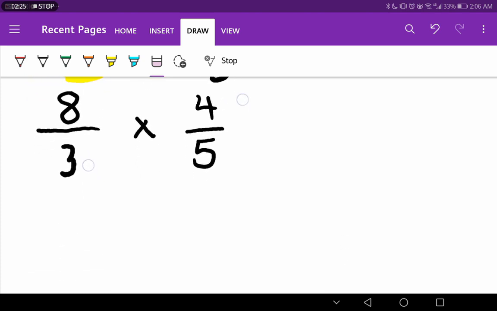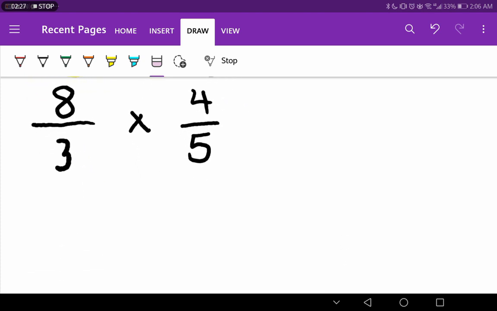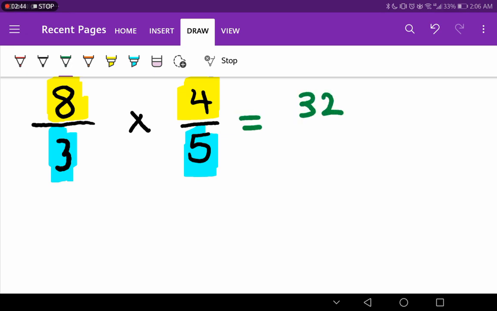Now we are here. As you know how to multiply fractions, you multiply up with up and down with down. I know you know, my dear student. So 8 by 4 equals 32, and 3 by 5 equals 15. Good. Now you think you are finished.